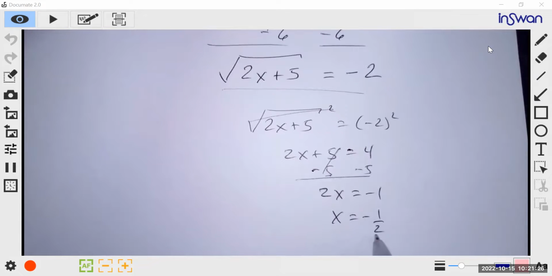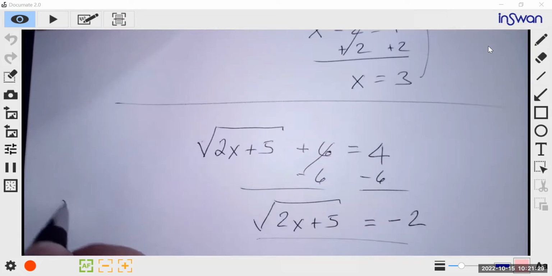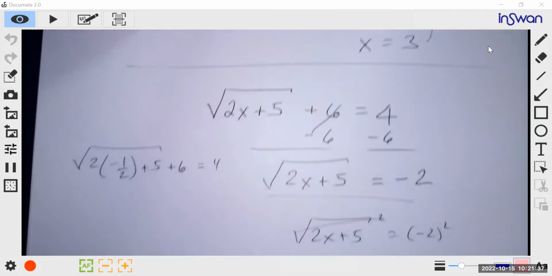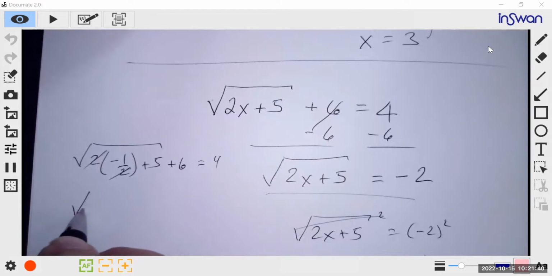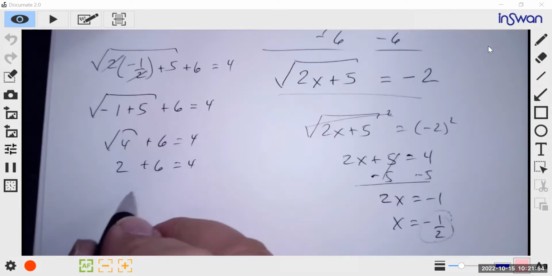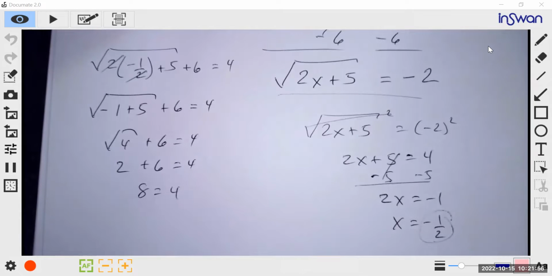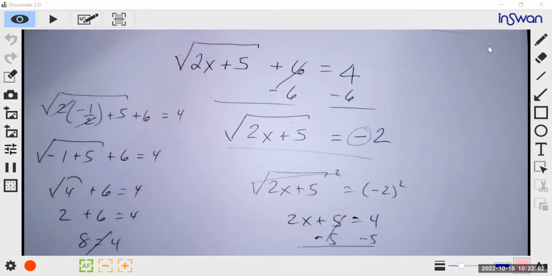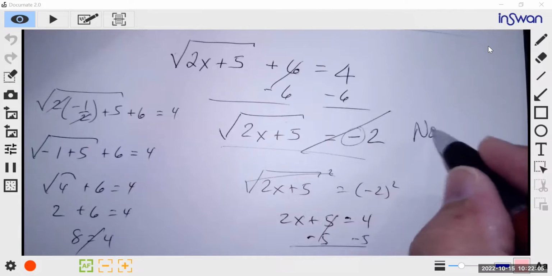Good? Okay, so let's go back up here and check. Square root of 2 times negative 1/2 plus 5, plus 6 equals 4. The 2's cancel, so it's negative 1 plus 5. Negative 1 plus 5 is 4. Square root of 4 is 2, plus 6 equals 4. Does 8 equal 4? No. The reason being that square roots can never equal anything negative. Because of that, it's no solution.